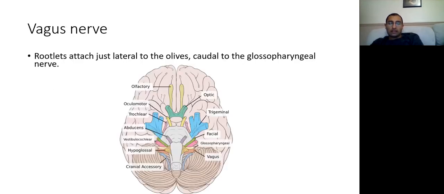Now, going over the vagus nerve. The vagus nerve is one of the longer nerves. Looking at this diagram, the rootlets attach just lateral to the olives, just inferior or caudal to the glossopharyngeal nerve. So it's lateral to the olives, whereas the facial nerve and the vestibulocochlear nerve come off the cerebellopontine angle. But the glossopharyngeal nerve and vagus nerve come just lateral to the olives. You've got the pyramids in the middle, then the olives, and then your vagus nerve and glossopharyngeal nerve.